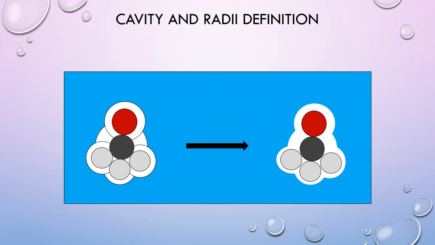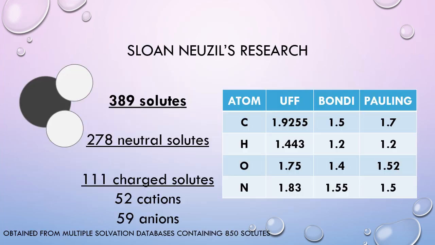A molecule can have a different size radius for each unique atom, measured in angstroms, making up a radii combination. The shape and size of the cavity define the radii definition, which will be the focus of our research. A previous graduate student from Loras, Sloan Newsel, decided to use 389 solutes, with 111 being positively charged and negatively charged, to construct a CPCM model using these three existing radii definitions that accounted for each atom having an individual solvation radius. In this table, we see what sizes were used for each atom and for each radii definition.